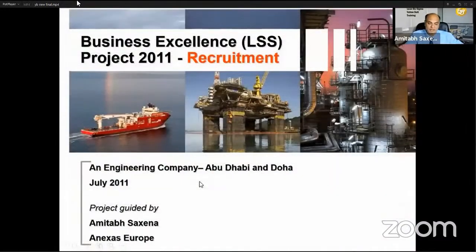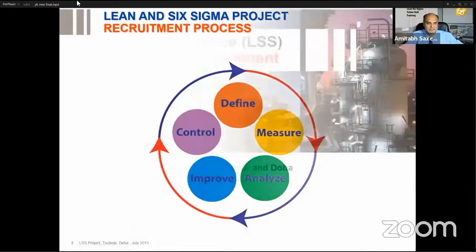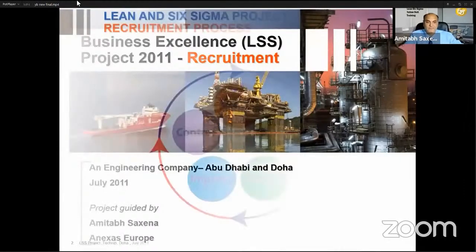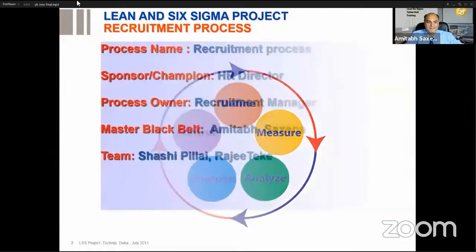Exactly 10 years ago, it is dated, July 2011, almost 2021 it is. These are real companies, real projects. They want to reduce the recruitment cycle time. We are following define, measure, analyze, improve, and control. 5 phases. Every green belt and black belt follows when you take up an improvement project.